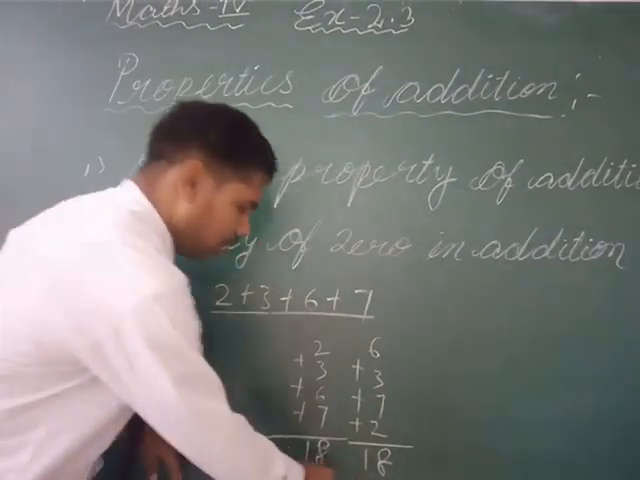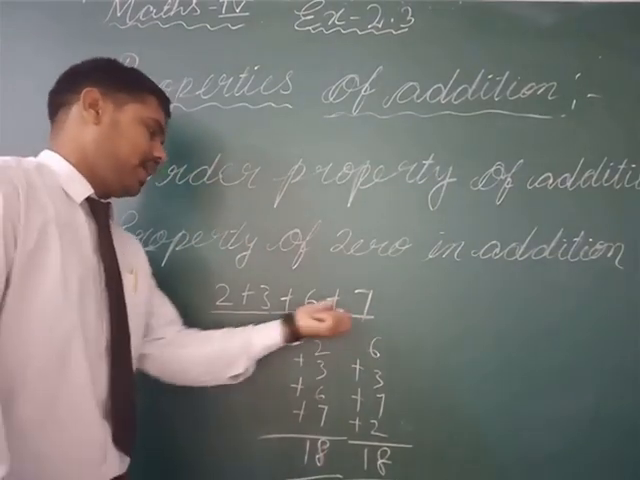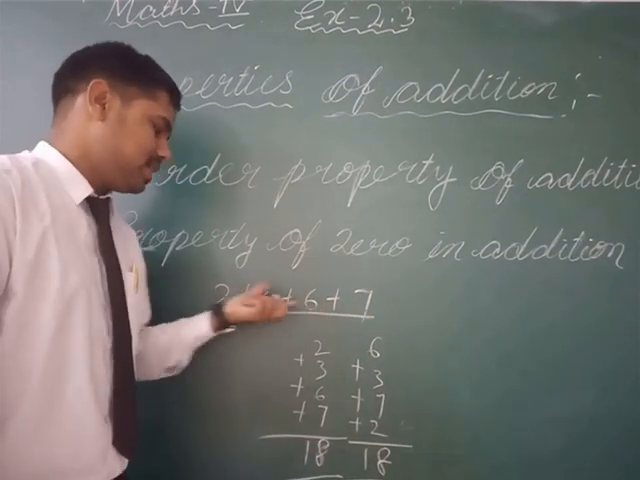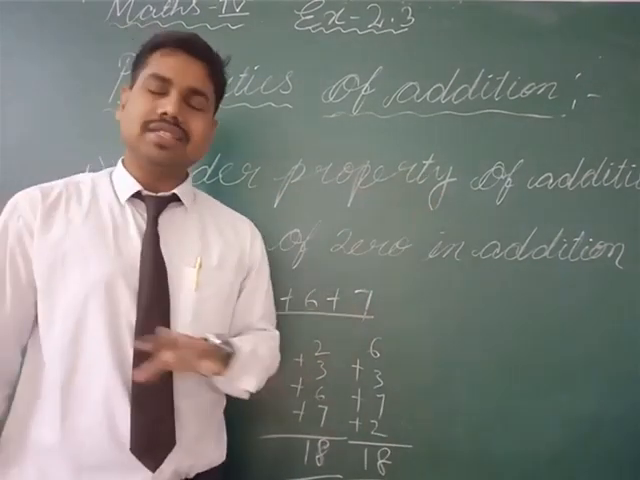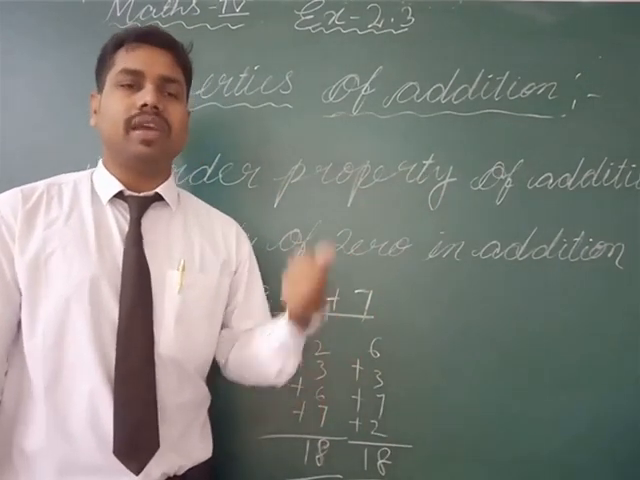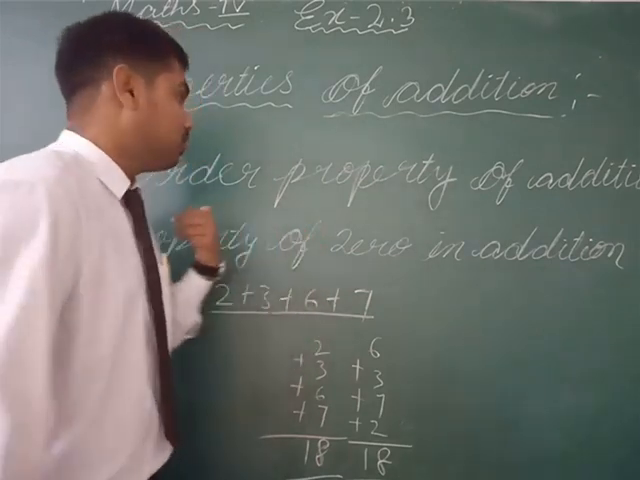So however you arrange, you can write 7 first, then 3, then 6, then 2. However you are ordering, it doesn't matter. The sum will be the same in case of addition. Okay, so this is the first property of addition.